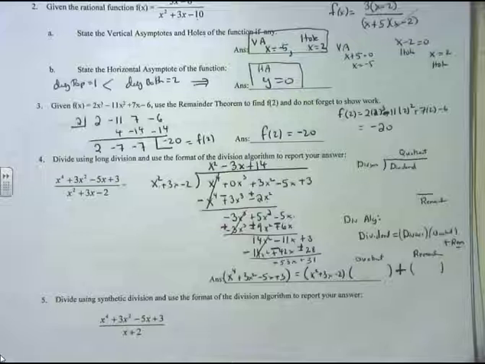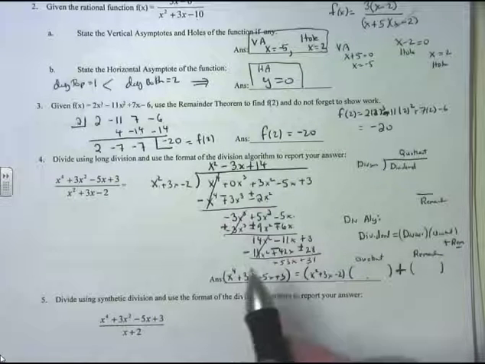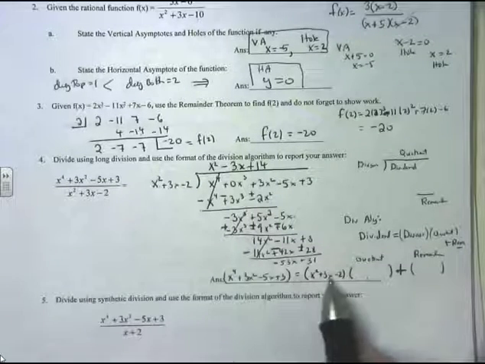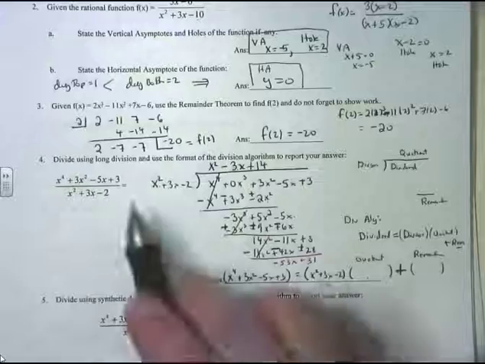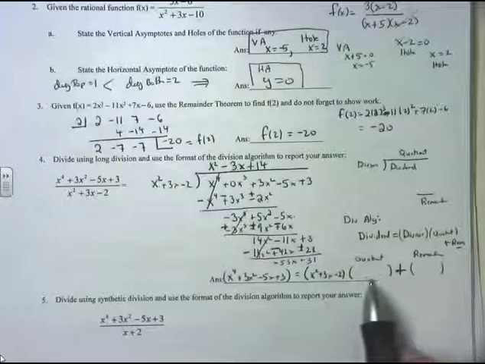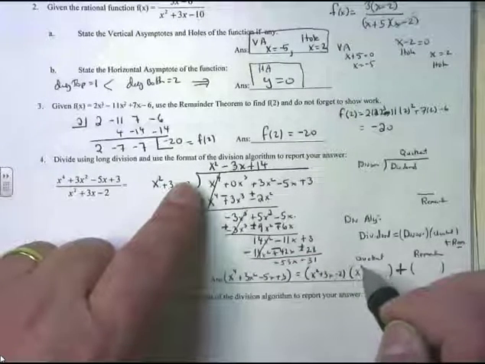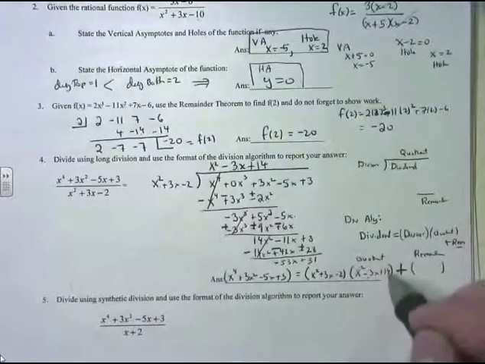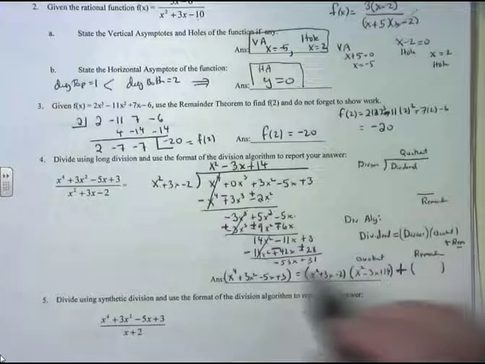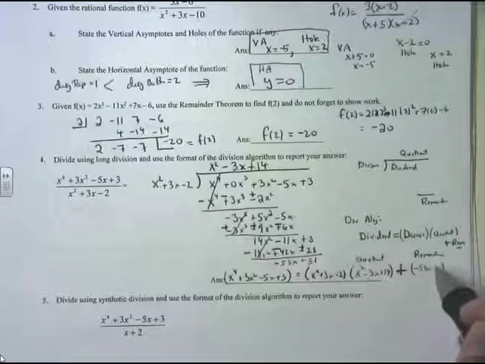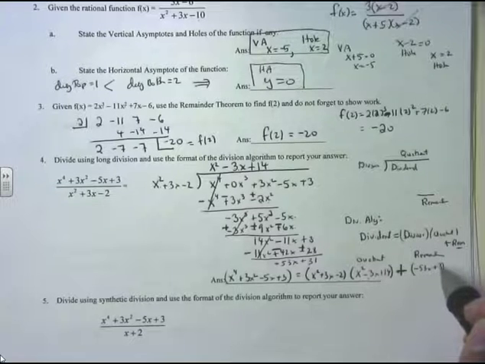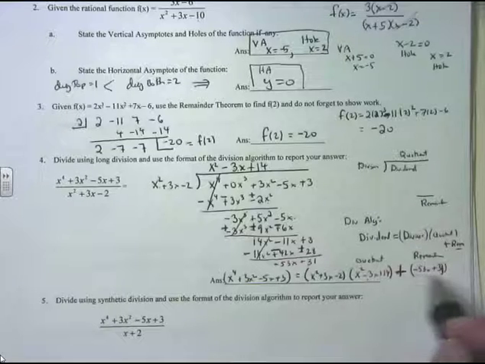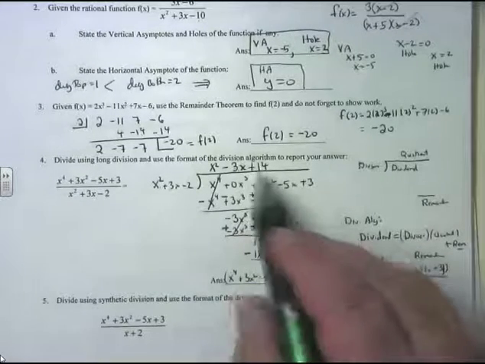So writing this out in terms of the division algorithm, the dividend equals the divisor times the quotient. My quotient is x squared minus 3x plus 14. Plus the remainder, and my remainder was negative 53x plus 31. And so there's the quotient and remainder.